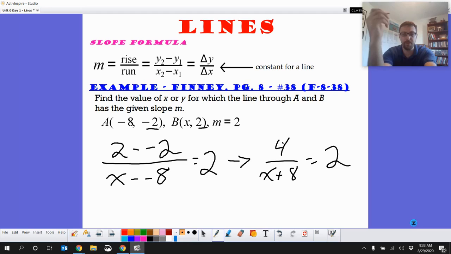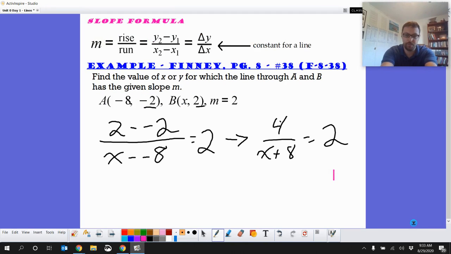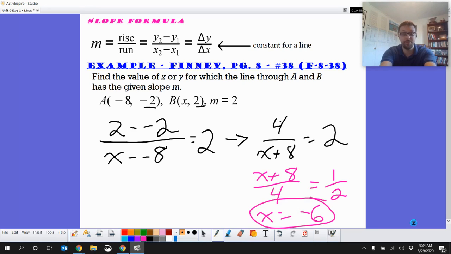And now we've got to solve. I'm going to flip both sides of the equation. So we're going to make this one half, and this x plus 8 over 4. Multiply both sides by 4 and subtract 8. So multiplying both sides by 4 is 2, minus 8. So we get negative 6. So that's the x value that they're looking for.